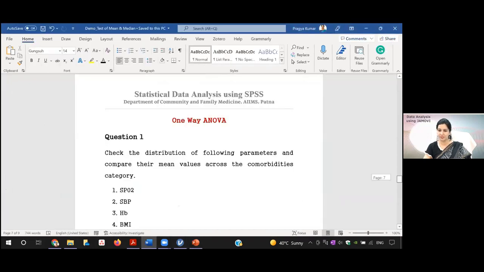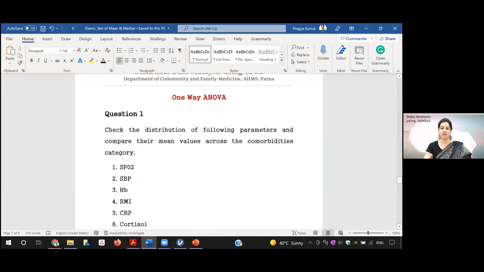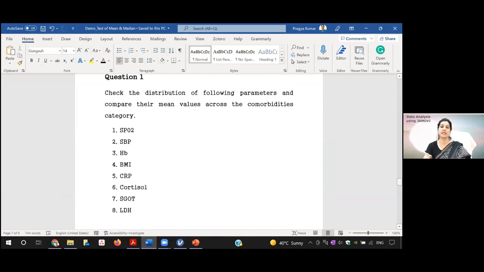So this is the question for one-way ANOVA. I have to check the distribution of the following parameters and compare their mean values across the comorbidities category. And comorbidities, remember, in day one, we have made 3 comorbidity categories. Asymptomatic, mild, that was one category. Category 2 was of moderate. And category 3 was of severe. So I'll check these values.